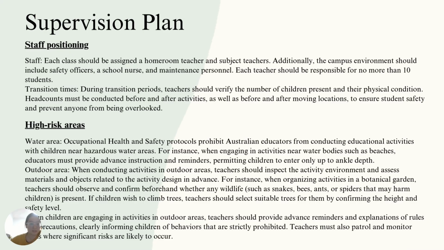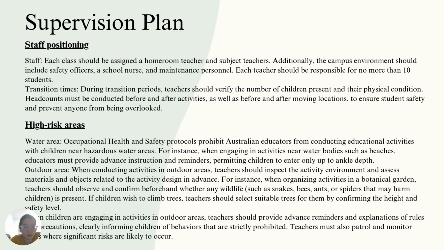And the next part is the supervision plan, in which we assign staff to position themselves and pay attention to the children. Each class should be assigned a homeroom teacher and a subject teacher. Additionally, the campus environment should include safety officers and a school nurse. Each teacher should be responsible for no more than 10 students. And during transition periods, teachers should verify the number of children present and their physical condition.